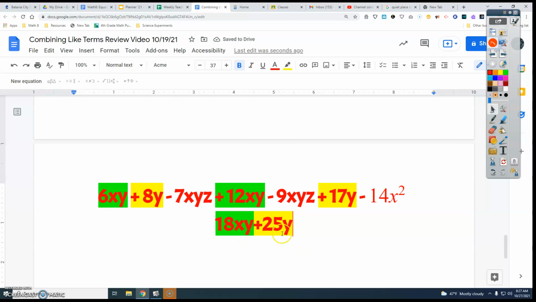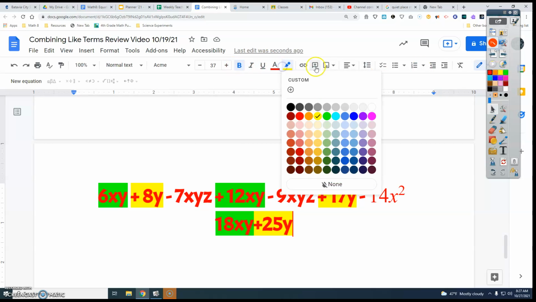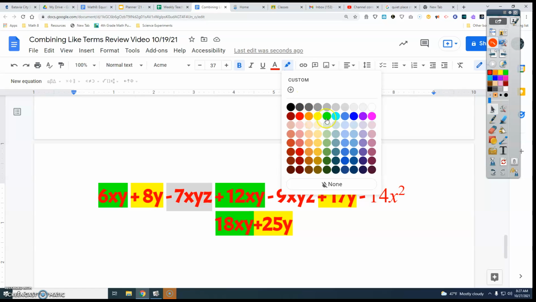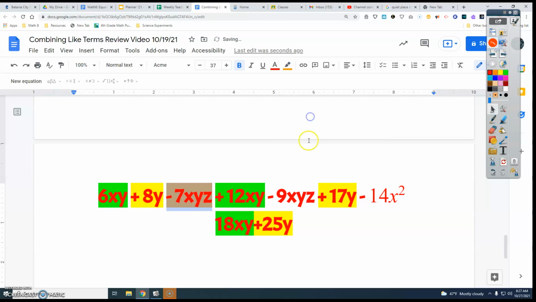Okay, so we have our green xy terms and our yellow y terms. So now let's go down the list. We have xyz. So is there more than one xyz term? Of course there is. If there's not, then you would stop there. So our xyz term is right here. So we have negative 7xyz. And we're going to highlight that in orange. And then we have negative 9xyz.